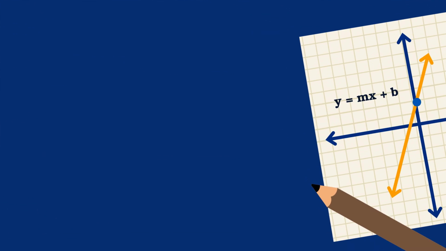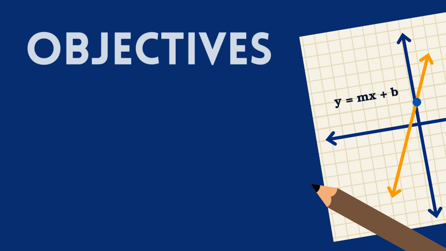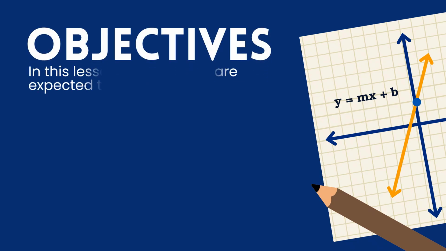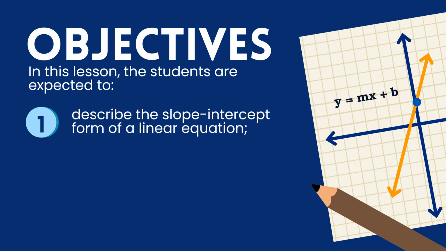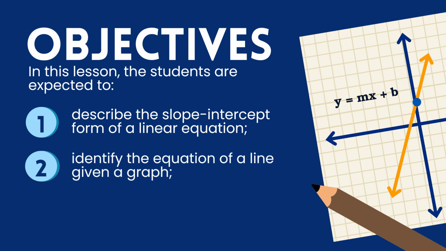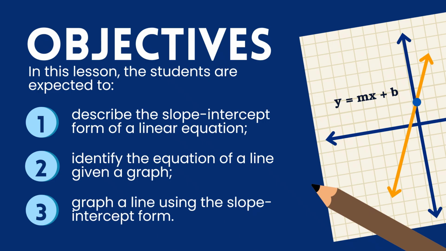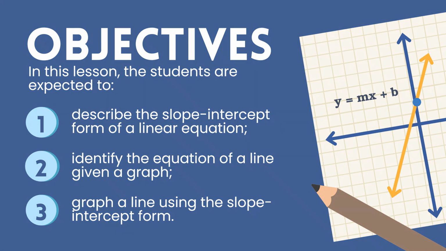Now that you're all set, let's take a look at what you'll learn in this lesson. We'll go over the key objectives so you know exactly what to expect and what skills you'll gain by the end of the lesson. Alright, let's break it down. First, describe the slope-intercept form of a linear equation. Second, identify the equation of the line given a graph. And lastly, graph a line using the slope-intercept form.